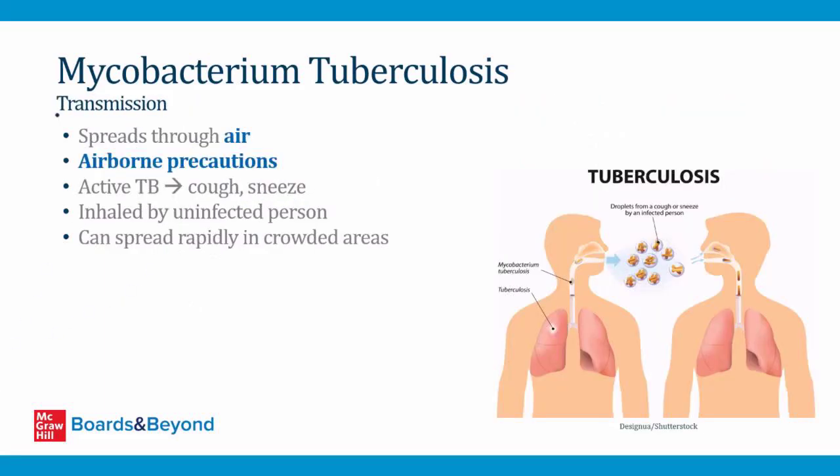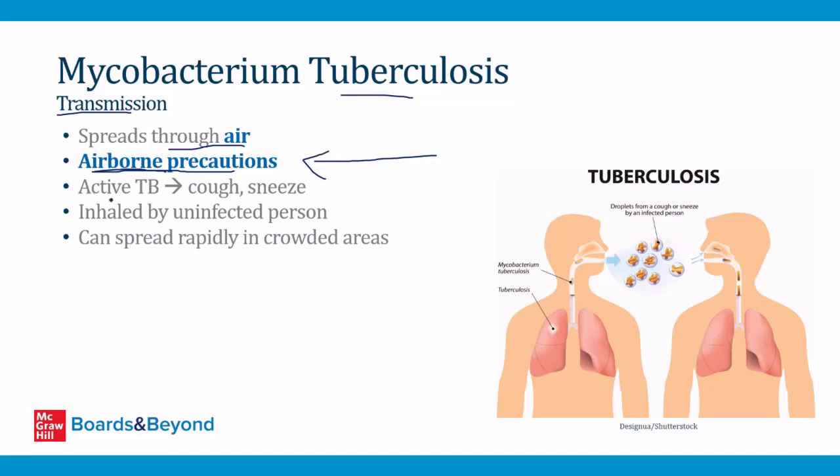The transmission of tuberculosis is through the air. You inhale the mycobacteria, and that's how you become infected. And so this means that patients who are hospitalized with active tuberculosis need to be placed on airborne precautions so they don't spread the bacteria to other people. And I talk about what airborne precautions are in the videos on quality and safety. There are a number of different precautions that are taken in patients who may have an infection. Airborne precautions are the ones that are used for tuberculosis.